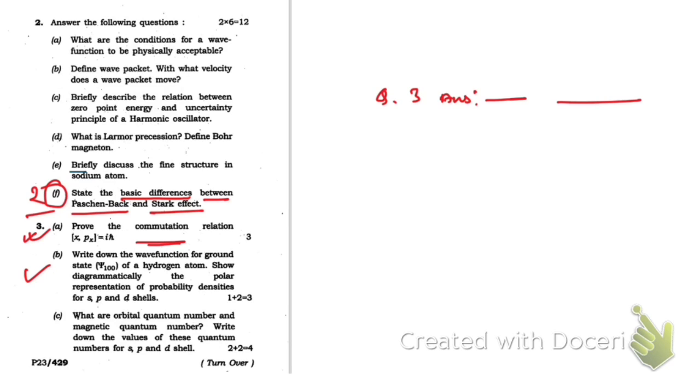Okay, and the next question we are to solve here, 3B. Write down the wave function of ground state, 100, of hydrogen atom. Also give the representation of probability densities of S, P and D cells. So first let me answer this question 3B.